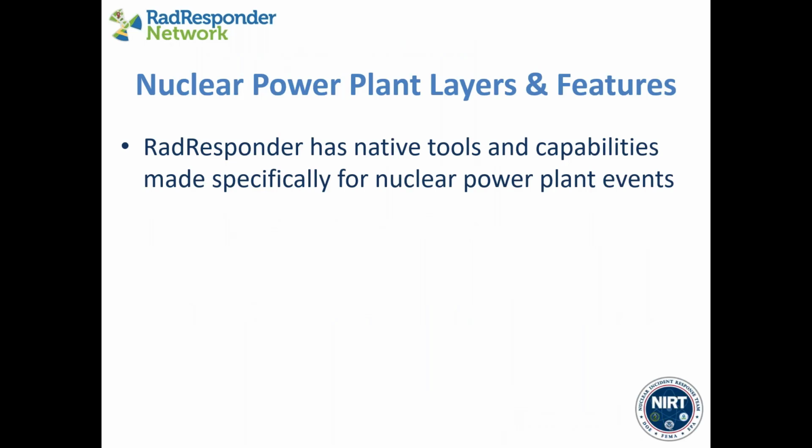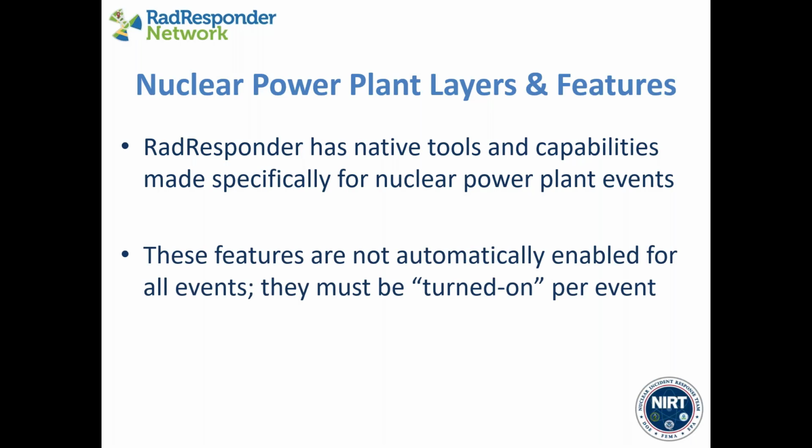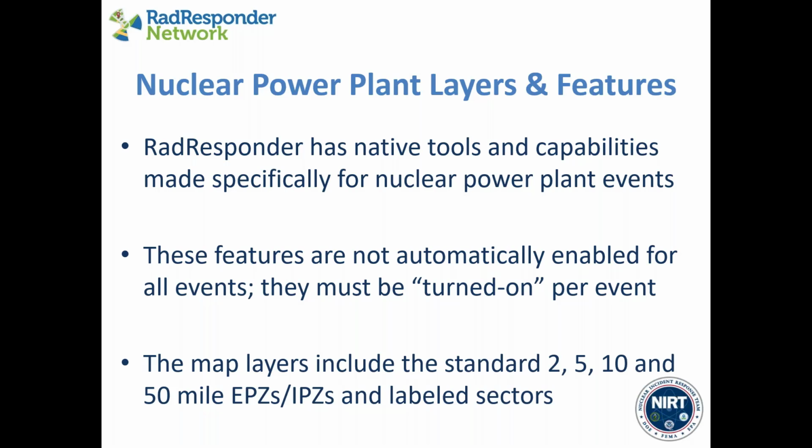The Nuclear Power Plant Layers and Features is a unique capability in RadResponder. So there are native tools made specifically for nuclear power plant events in RadResponder. These features are not automatically enabled for all events, and they must be turned on per event. The map layers include the standard 2, 5, 10, and 50-mile EPZ, IPZ, and labeled sectors.